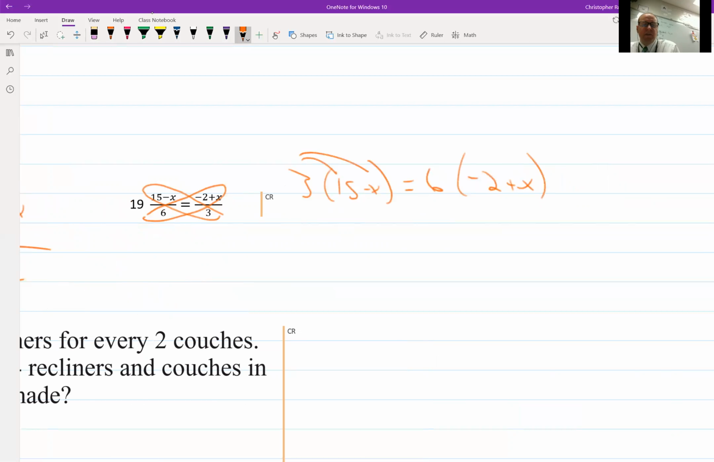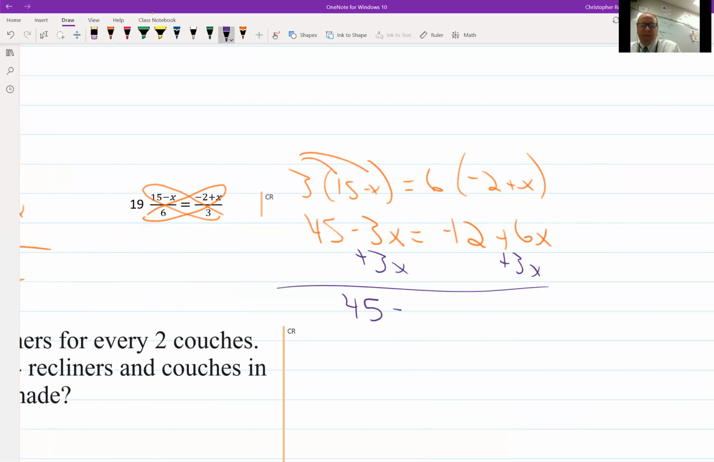So 15, 30, 45, right? If I triple it, minus 3x goes -12 plus 6x. All right, where are we going? We're going to add 3x, right? Because we want to try and keep that positive. We like to be positive people. So we're up to 9x. We're going to add 12. That just happens to continue to work out here.